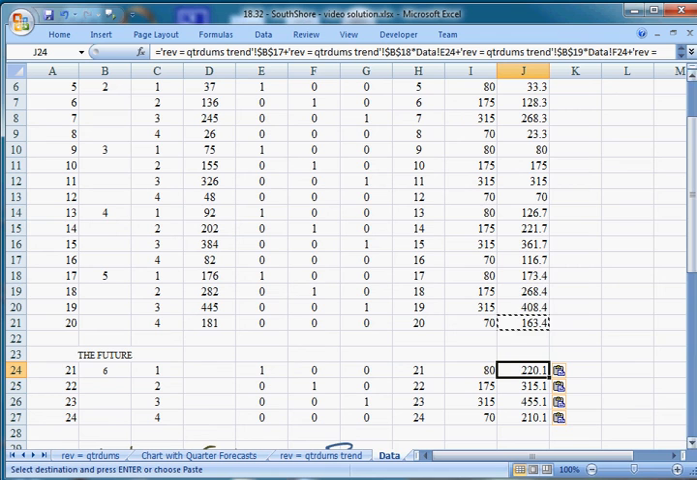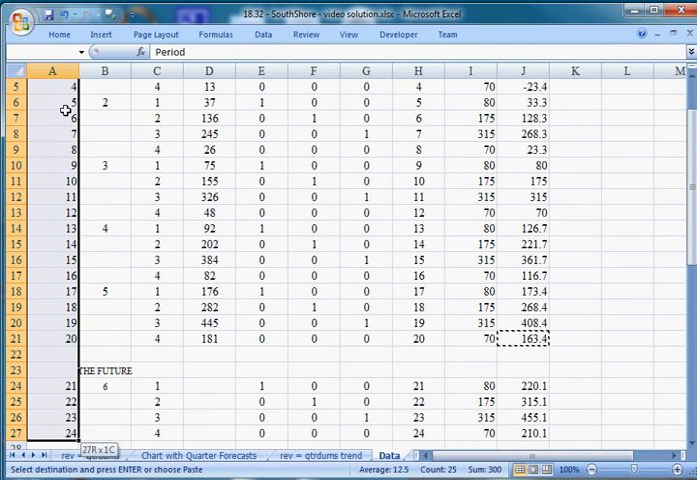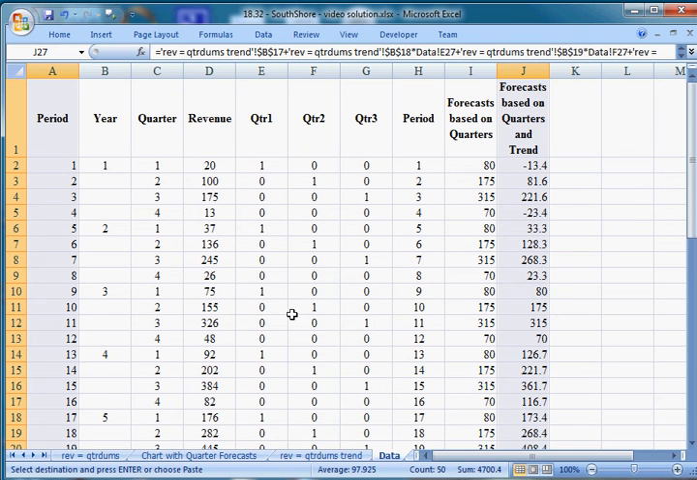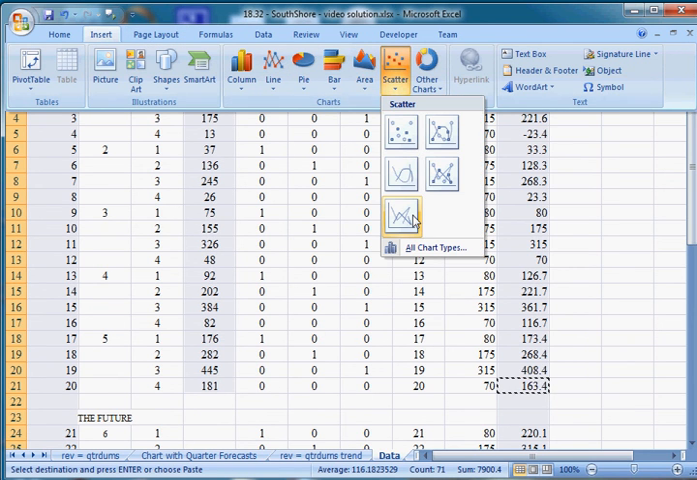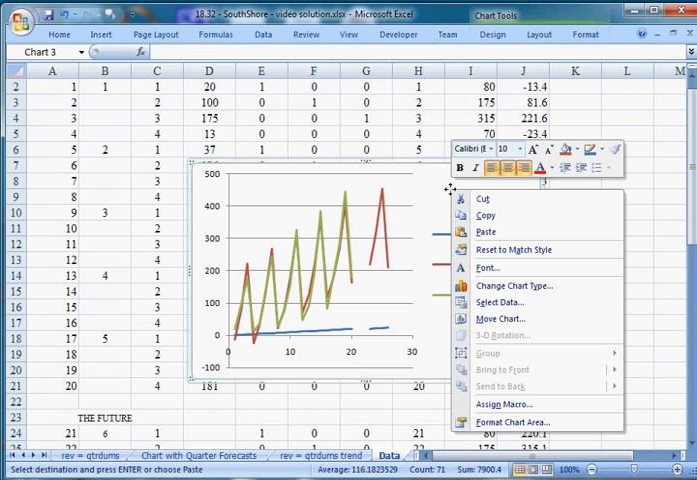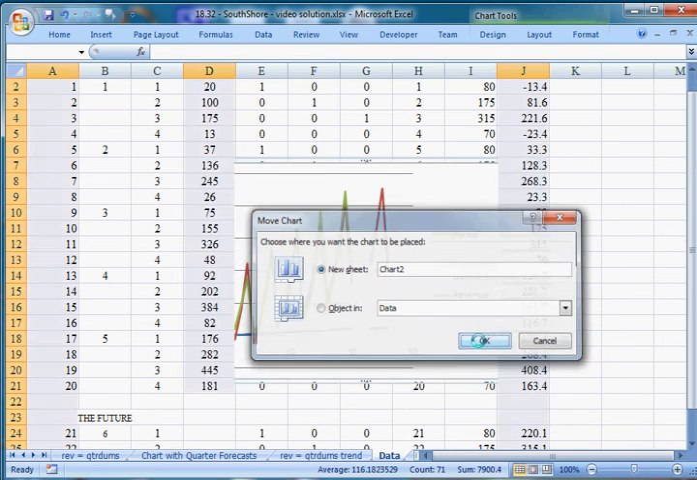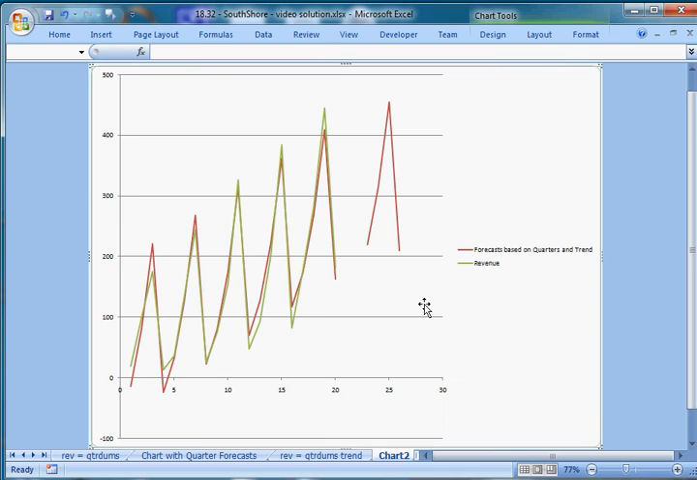What does this look like? Well, let's take a look. So we have period, and we have forecast based on quarters and trend, and we have actual revenue. So insert, scatter, zigzaggy straight lines. I'm going to move this to a new sheet. We don't actually want period on this graph. But you can see that it's actually a pretty decent fit.